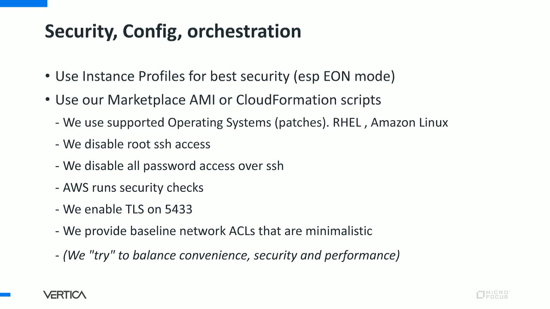If you use our marketplace image, we have picked the latest operating systems. We have patched them. Amazon actually validates everything on marketplace. It scans them for security vulnerabilities, so you get that for free. We do some basic configuration, like we disable root SSH access, we disallow any password access, we turn on encryption, and we run a basic set of security checks to make sure that the image is secure. Of course, it could be made more secure, but we try to balance out security, performance, and convenience.